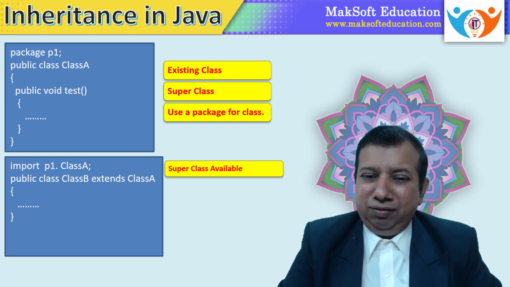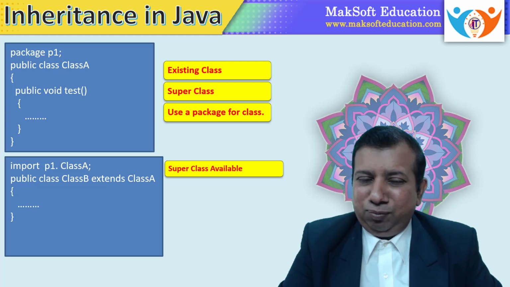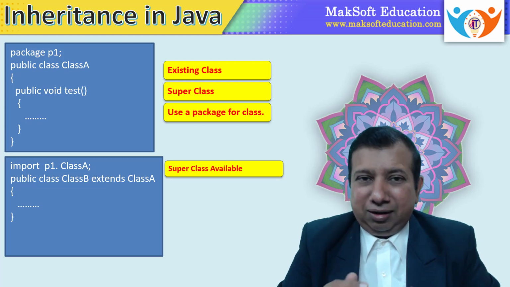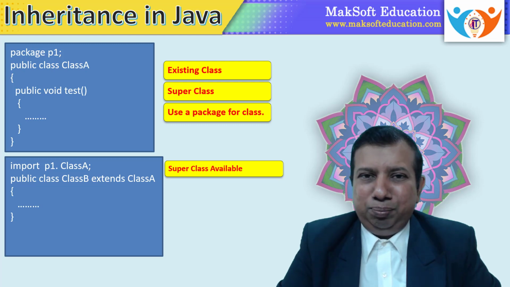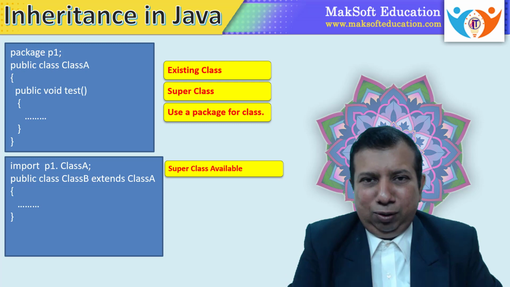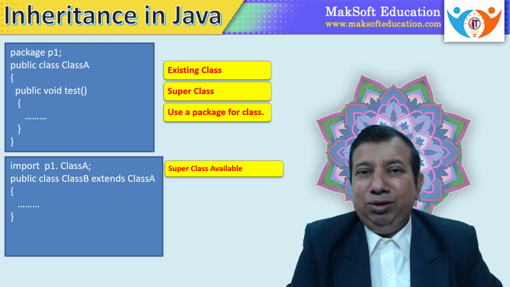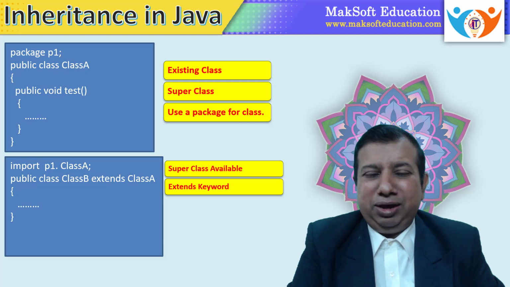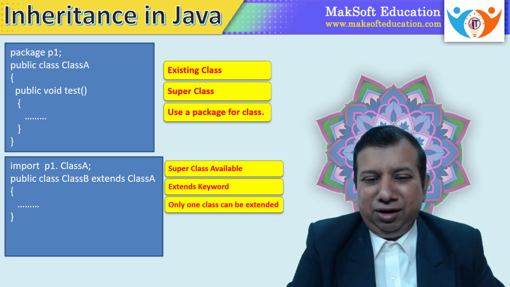The superclass must be available. Now what are the needs for writing this program? You can see here, when you are extending class A, that class A must be available in that program, and that's why we have imported it. So your superclass must be available to your program, and then we have to use the extends keyword. By using this we can extend the class and create a new class.